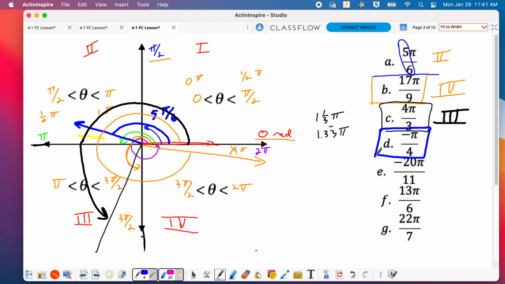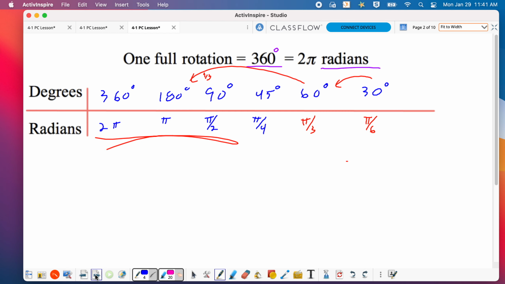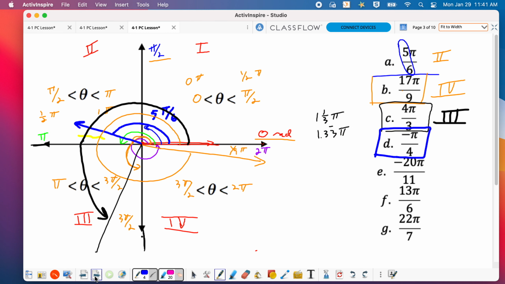Negative pi over 4, hey, that's pi over 4 we've already talked about. Pi over 4 is a 45-degree angle, and I'm going to rotate down because it's negative. So negative pi over 4 is right here, which is in the fourth quadrant. I know that one a little bit easier because of the pi over 4 aspect of it. I know that's a 45-degree angle, which is rotated down into the fourth quadrant.